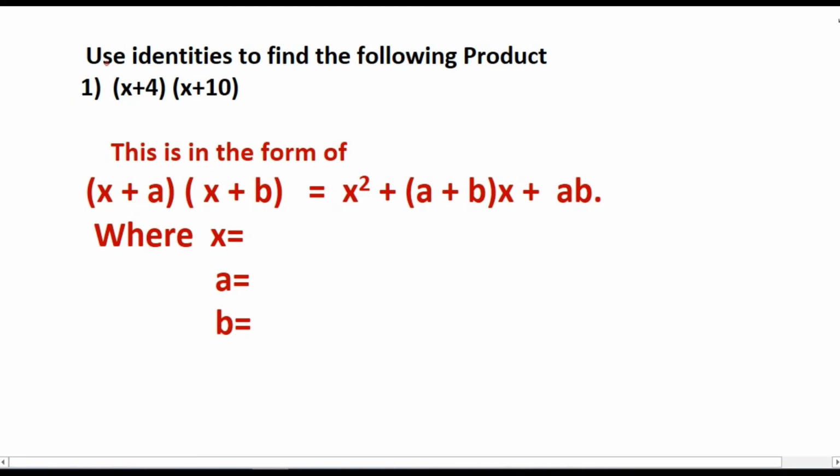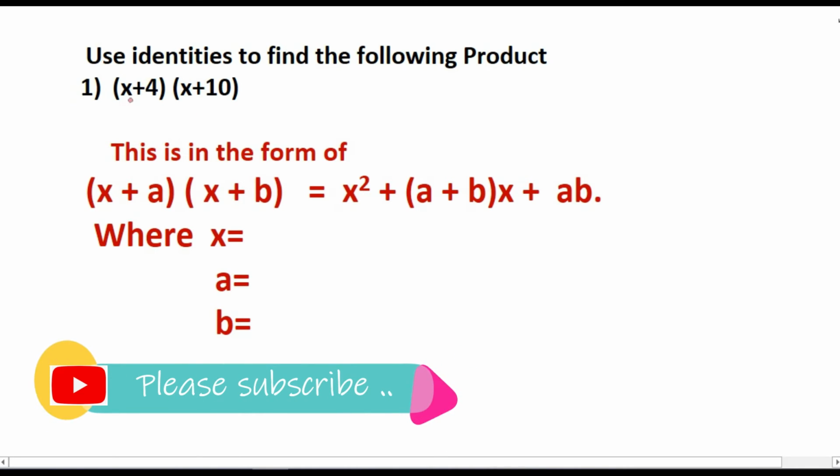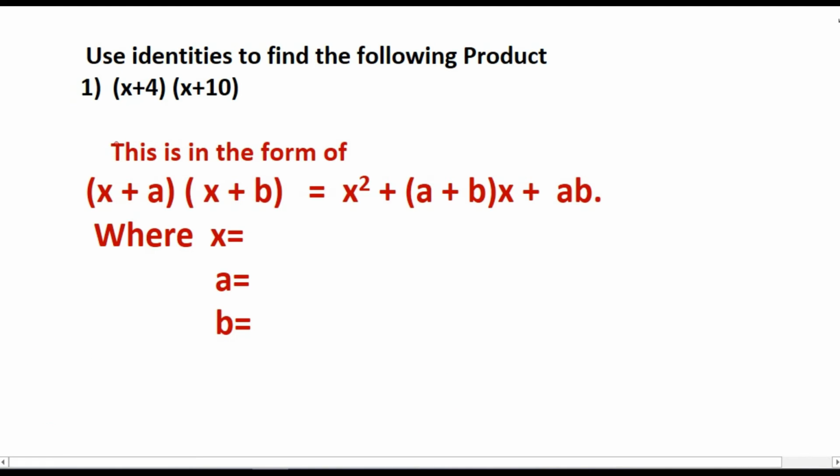Let's have a quick revision of identities what you have learned in 8th standard. So the first question goes like this: use identities to find the product, or they can give find the product of x plus 4 into x plus 10 using the suitable identity. So I have to first identify which identity I can use. So x plus 4 into x plus 10 is in the form of x plus a into x plus b, and we know x plus a into x plus b is equal to x square plus a plus b into x plus ab. Now x is equal to x only, a equal to 4 and b equal to 10.